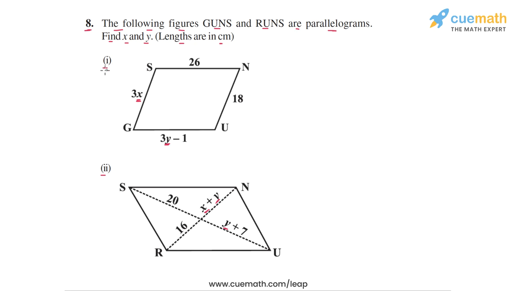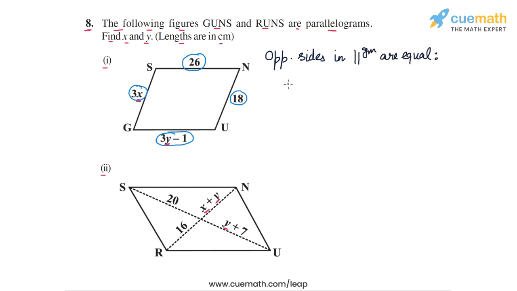Alright, so for the first part, we see that the side SG is 3x centimeter and the side NU is 18 centimeter. So these two should be equal. 3x should be equal to 18. And similarly, the side GU, which is 3y minus 1, that should be equal to the side SN, which is 26. And this is because opposite sides in a parallelogram are equal. So that's the fact we are using for this part. Opposite sides in a parallelogram are equal.